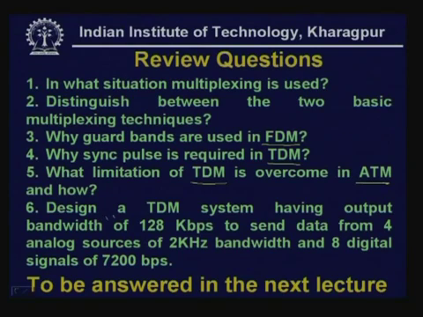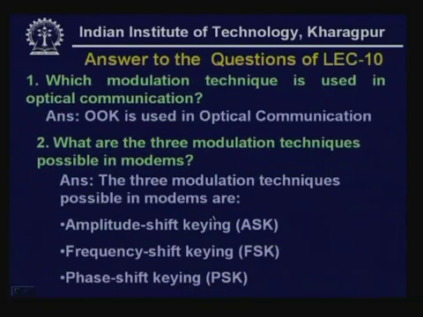Sixth question is, design a time division multiplexing system having output bandwidth of 128 kilobits per second to send data from 4 analog sources of 2 kilohertz bandwidth and 8 digital signals of 7200 bits per second. Here we see we have to do pulse stuffing, bit stuffing, so that the synchronization is possible. So, the answers of these questions will be given in the next lecture.